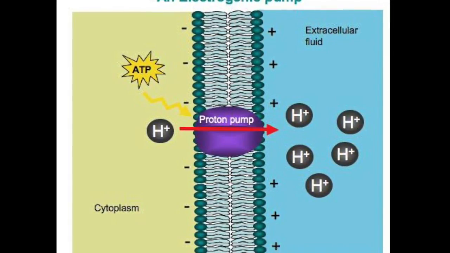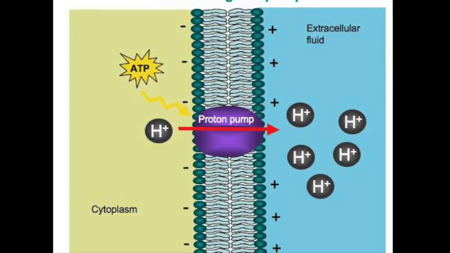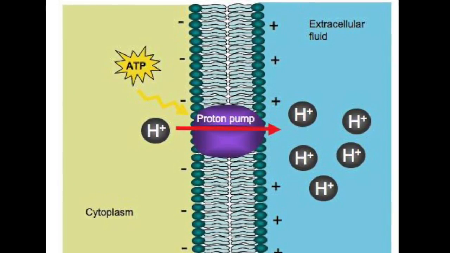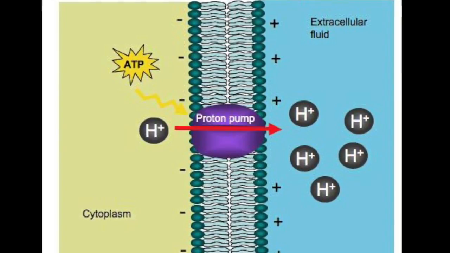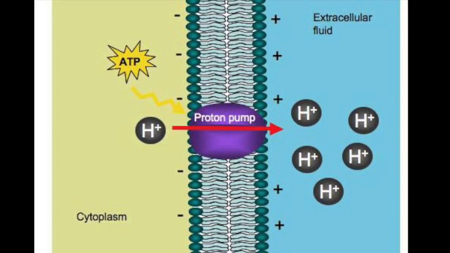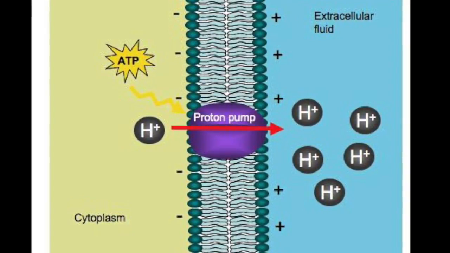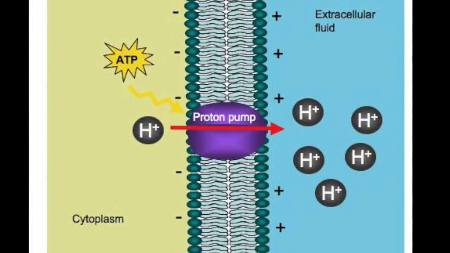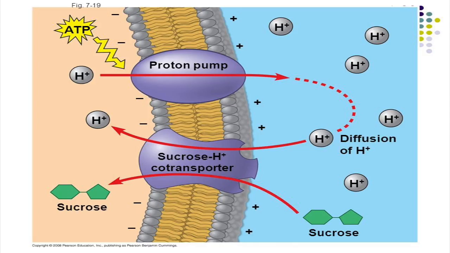Which brings me to my next point of co-transport, where a transport protein can couple the downhill diffusion of a solute to the uphill transport of a second substance against its own concentration gradient. With the ATP-powered protein pumps, it drives active transport of amino acids, sugars, and so on into the cell. With the sucrose-H plus co-transporter, it couples the return of H plus, thus moving the sucrose into the cell again against the concentration gradient.